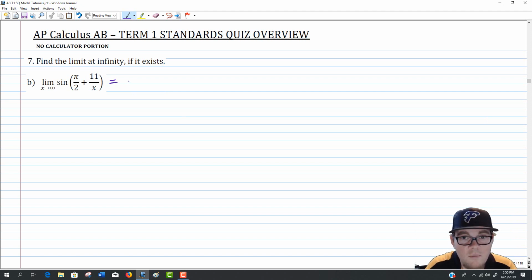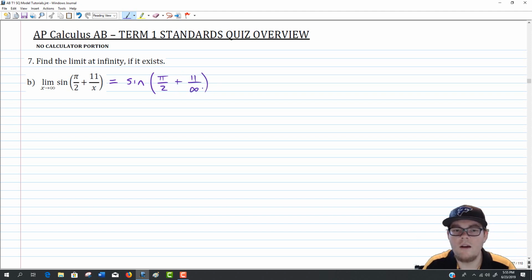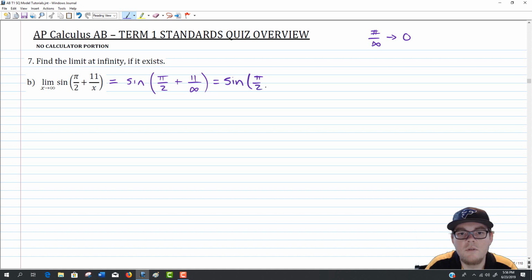So in fact, what I'm going to use is direct substitution. And you might think this is a little reckless, but again, I wrote the question, so I'm pretty confident what's going to happen. This is the same thing as the sine of pi over 2 plus 11 over infinity. So now, once again, we're back in that moment we talked about on the previous problem. A number divided by infinity goes towards or equals 0. So in fact, this is the same thing as the sine of pi over 2 plus 0. In other words, this is just the sine of pi over 2.